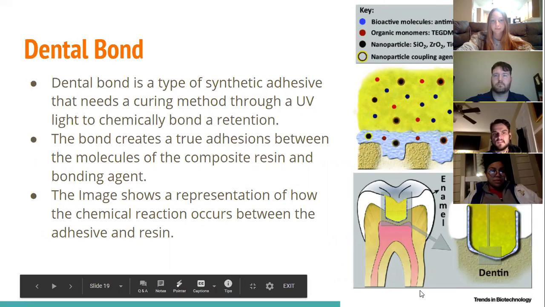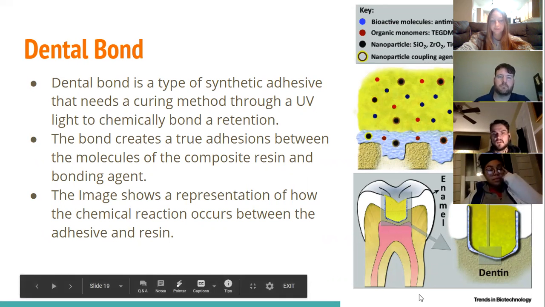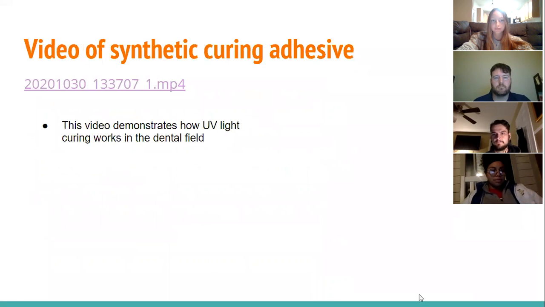Next slide. Dental bond is a type of synthetic adhesive that needs a curing method through a UV light to chemically bond a retention. The bond creates a true adhesion between the molecules of the composite resin and bonding agent. The image shown on the right represents how the chemical reaction occurs between the adhesion and the resin. Next slide.